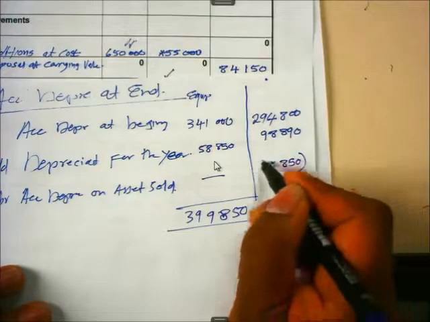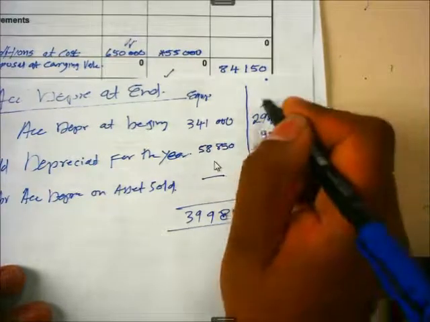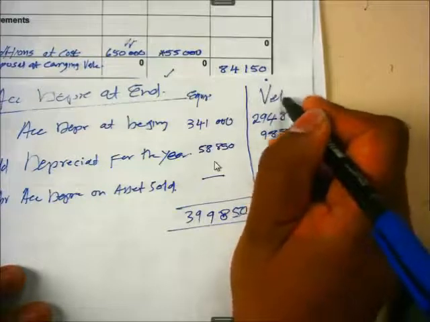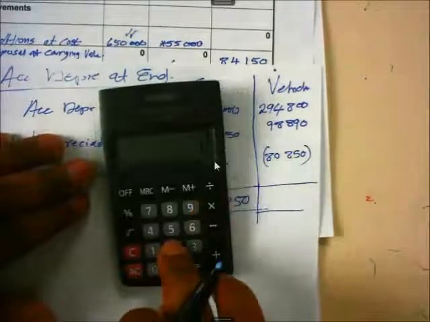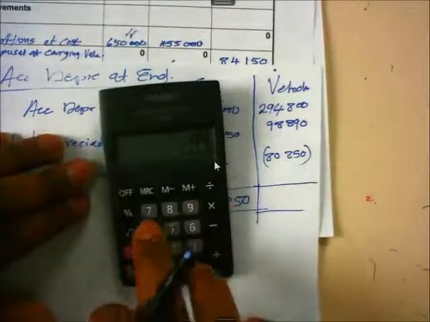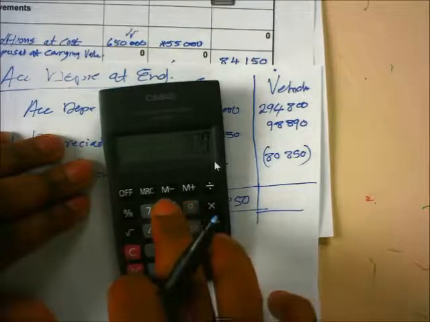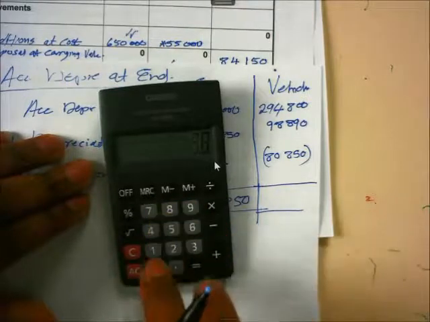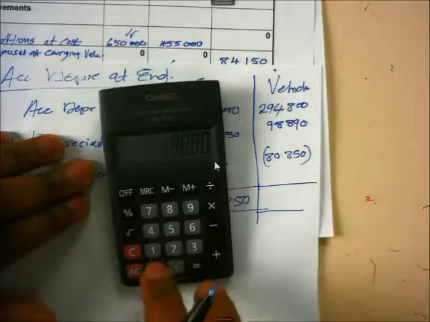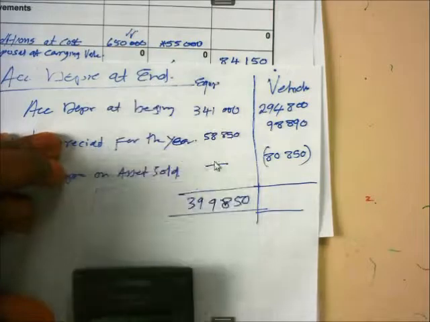This one, what do? I subtract it. This is for vehicles. Now, let's see. We have 294,800 plus 98,890 minus 80,850. It gives us 312,840.